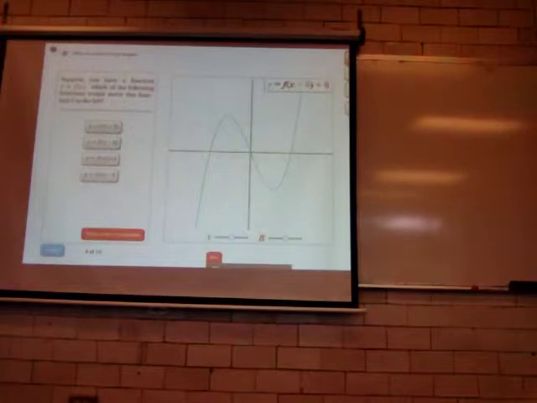Great. Now, which of these functions is a translation of this original function, but 5 to the left?